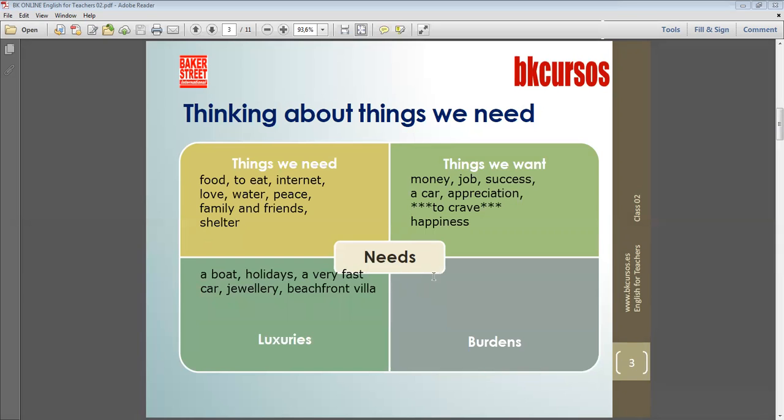And then we have the opposite: burden. Things which we don't want. Can you think? Problems. Problems are burdens for sure. Taxes. Very good. The tax burden. Illness. Yeah. That's a burden.